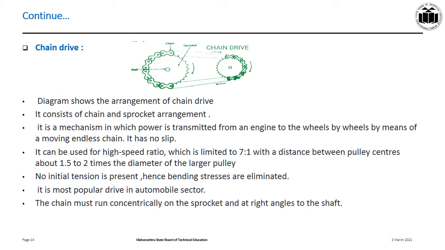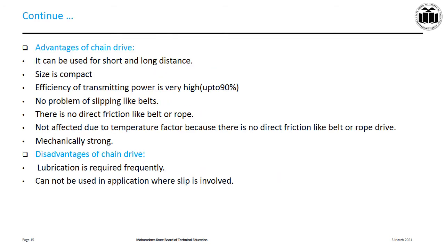As we have seen, the most popular use is in the automobile sector, in which this type of chain drive is used. The chain must run concentrically on the sprocket and at a right angle to the shaft. This is the only condition. Every particular type of transmission media has its own advantages and disadvantages. A particular system is suitable to a particular load.